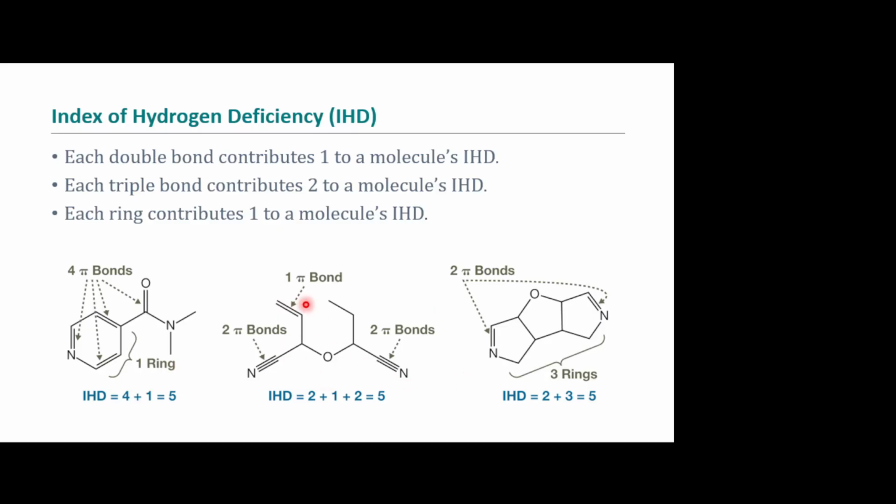Okay, now if we have a double bond, it's 1 pi bond, right? If we have a triple bond, that's 2 pi bonds, so that's 2 to the IHD. And so we count up our number of pi bonds again, we don't have any rings, and so that directly tells us our IHD. This one has 3 rings, 1, 2, 3, right? And so it's going to have 3 IHD from the rings, and then 2 from the pi bonds. And that gives us our degrees of unsaturation.